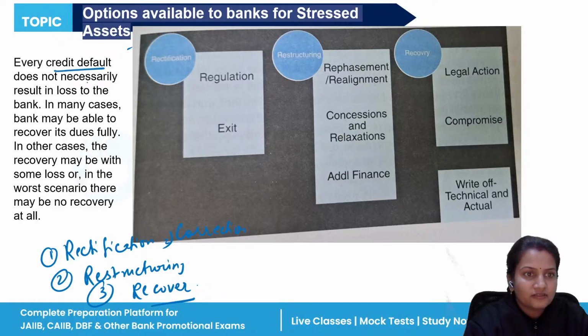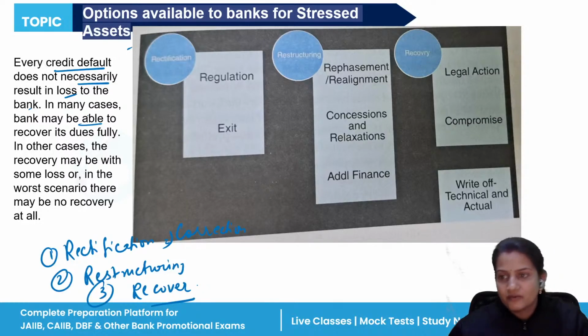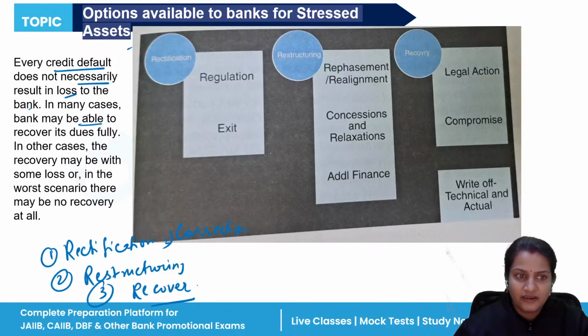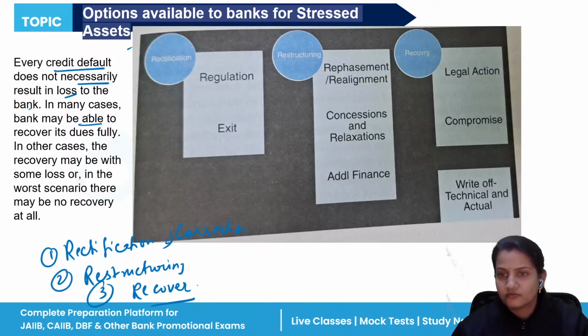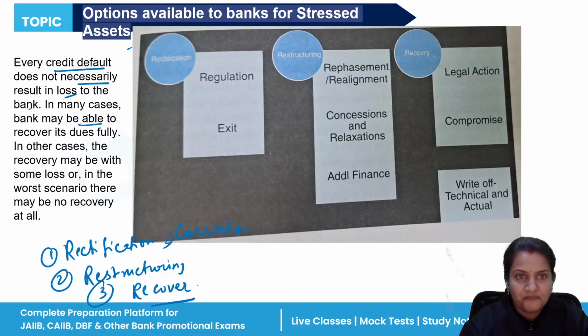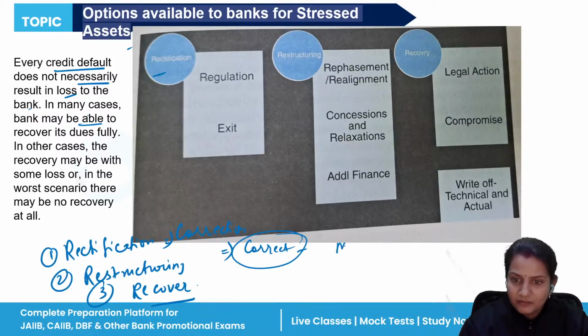Every credit default does not necessarily result in loss to the bank. There are chances that they may recover their loan. In many cases, banks are able to recover their dues with the help of three options: rectification, restructuring, and recovery. And there are some scenarios where the bank will recover none of the amount. Now, what is rectification? The bank will say, okay, I'm giving you the opportunity to correct your mistakes. You have not paid the amount, let's take an example, in the month of March, in the month of April, in the month of June.